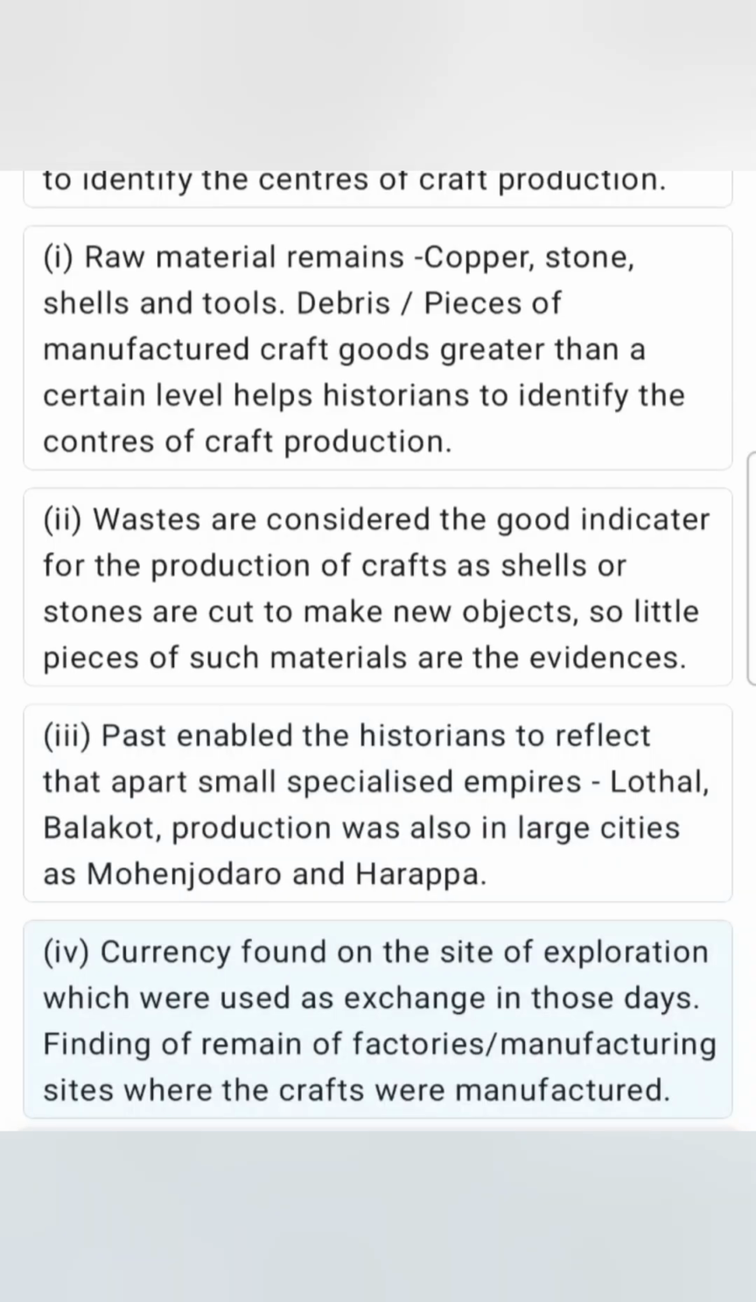IV. Currency found on the site of exploration, which was used as exchange in those days. V. Finding of remains of factories and manufacturing sites where the crafts were manufactured.